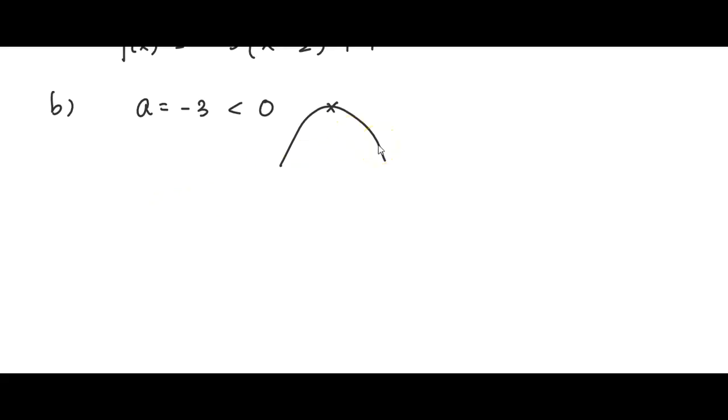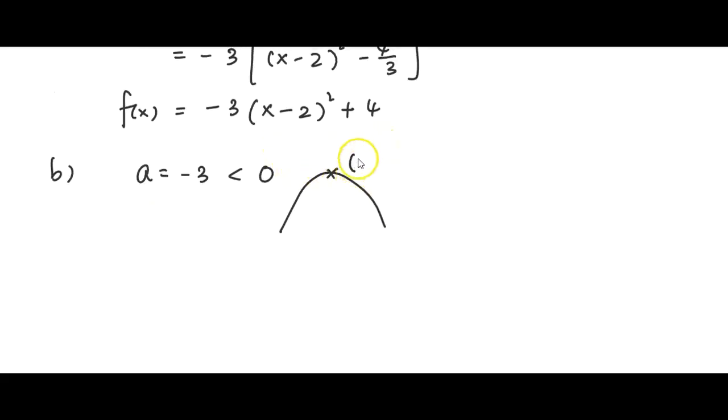So the maximum point here is given by the value of the 2. Taking the negative 2, reverse the sign, it becomes positive 2, and then the y coordinate will be 4. So the maximum point, you just answer the question: the maximum point is (2, 4).